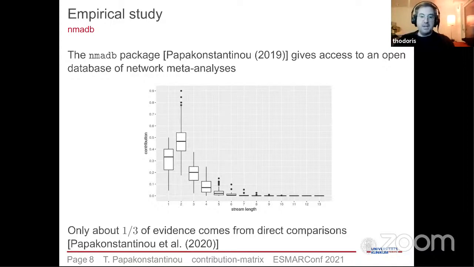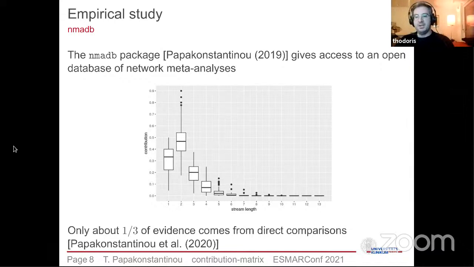So I would also like to introduce the NMAdB package, which gives access to the database of network meta-analysis curated by ISPM Bern, Switzerland, and University of Ioannina, Greece. And through NMAdB, we're able to access 213 published networks, a number which is expected to rise since the database is being currently updated. So the graph is an application of the contribution matrix to the database.